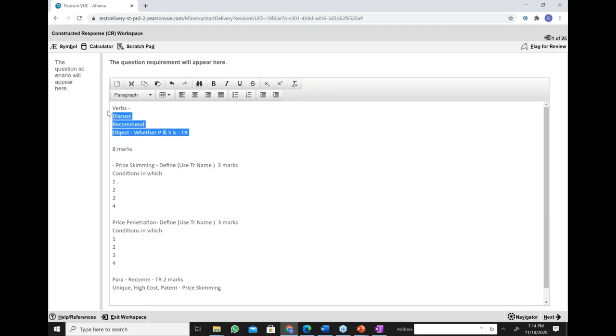It's always good to plan what you have to write before you start writing it. Just make a quick short plan on your word processing sheet. Keeping in mind the conditions of unique, patent, and all these, use the words "it seems that": it seems that TR company should go for price skimming strategy. Got it, friends? So we are done with 20 marks more.